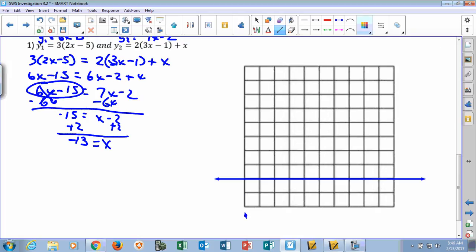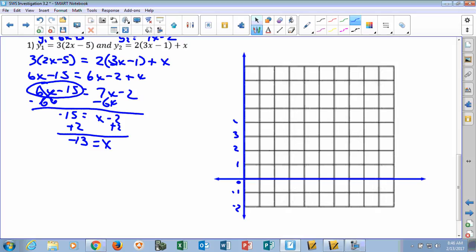And there's our y. Which means that there's your 0. That's -1, -2. Right, then you got 1, 2, 3, 4, 5, right?